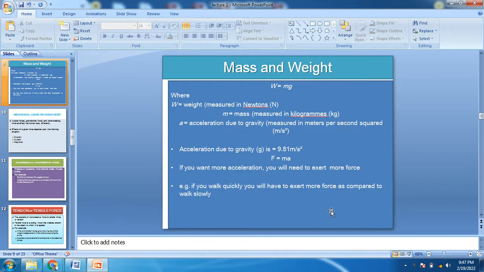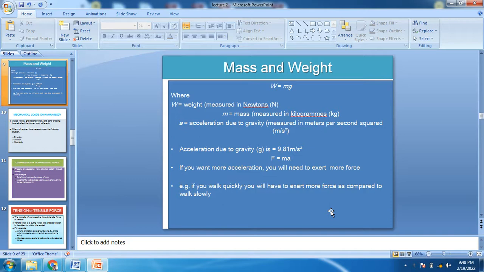Weight measured in newtons, mass measured in kilograms, acceleration due to gravity measured in meters per second squared. Acceleration due to gravity is 9.81 meters per second squared.